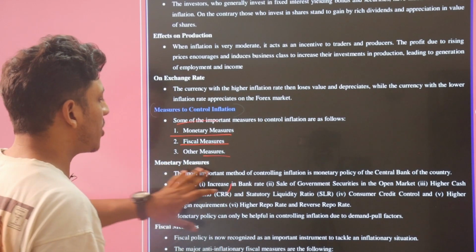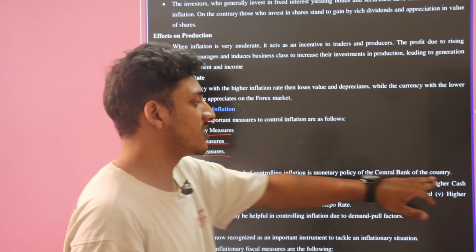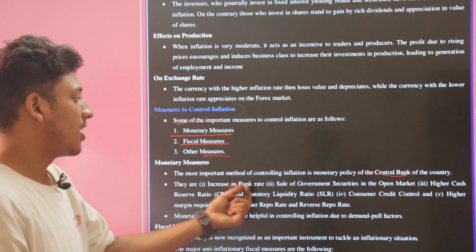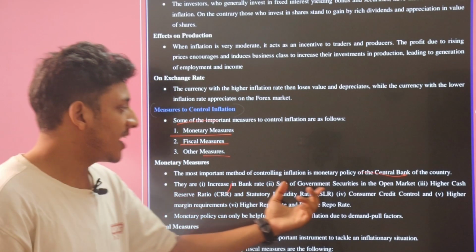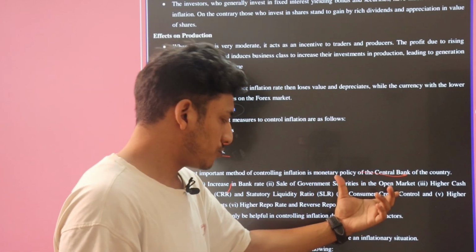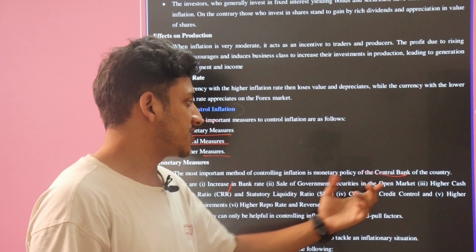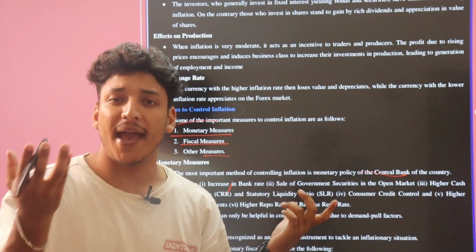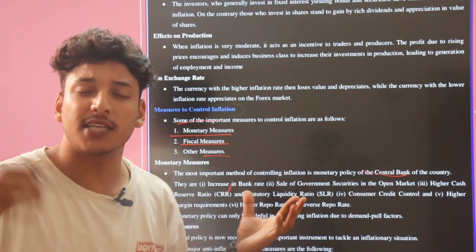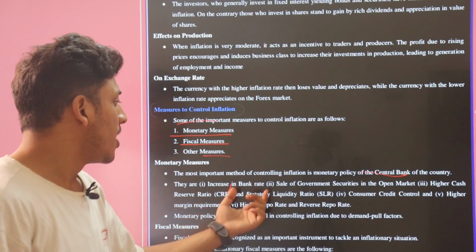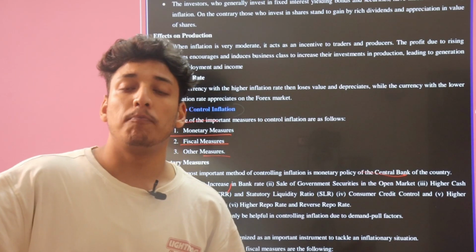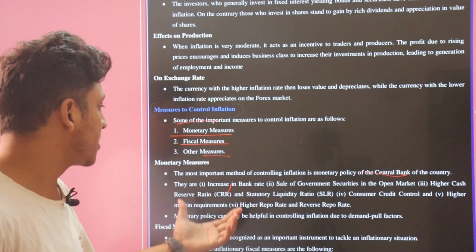Now, monetary policy. The important method of controlling inflation is the monetary policy of the central bank, or RBI. Who is our central bank? RBI. They increase the bank rate at which they provide loans to banks, and sell government securities in the open market, which is also called open market operation. High cash reserve ratio: a bank should deposit some amount of money in the RBI, that is the cash reserve ratio. And statutory liquidity ratio is an RBI mandate to the banks that they have to keep some money in deposit.